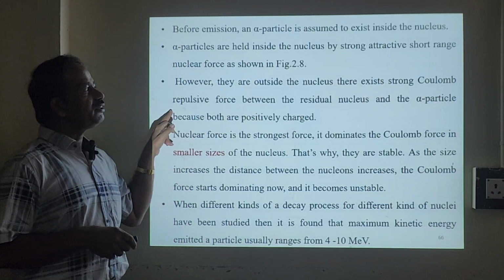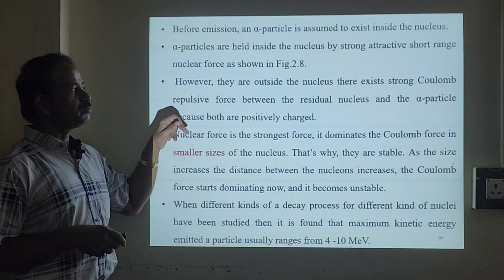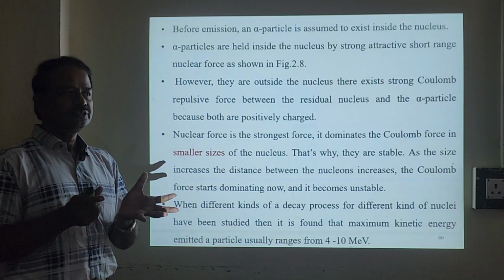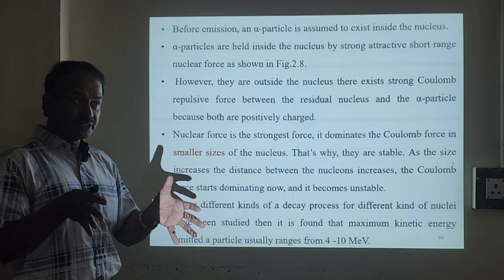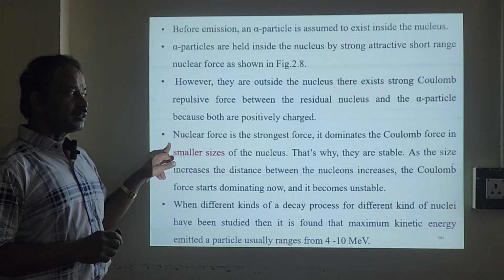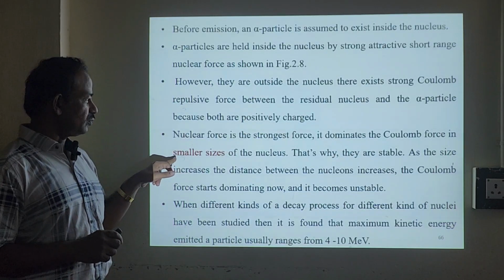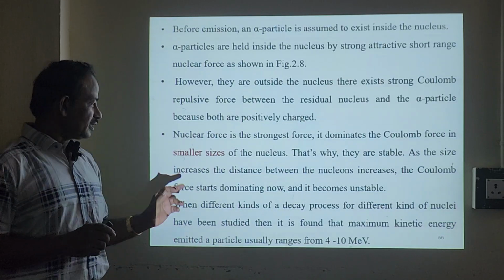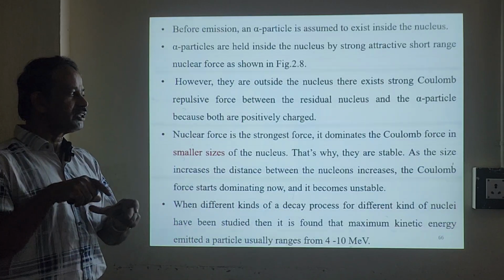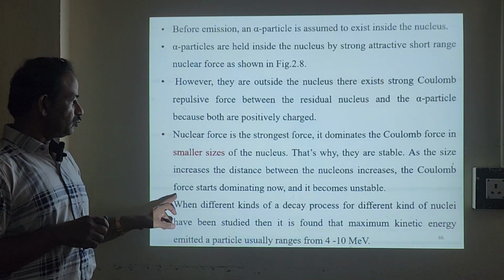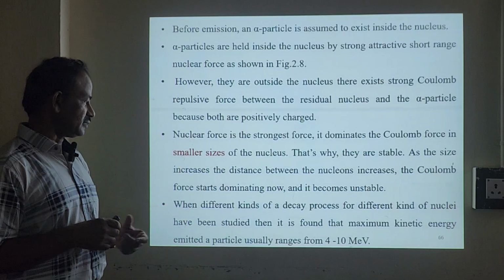However, outside the nucleus, there is a strong Coulomb repulsive force between the residual nucleus and the alpha particle because both are positively charged. All protons are positively charged, so there will be a repulsive force. It's nothing but a Coulombic force. The nuclear force is the strongest force, we know already. It dominates the Coulomb force in the smaller sizes of the nucleus. That's why they are stable. As the size increases, the distance between the nucleons increases, the Coulomb force starts dominating now and it becomes unstable.